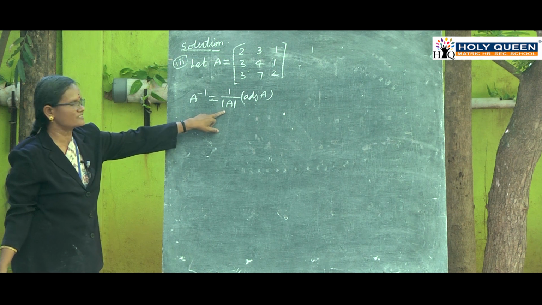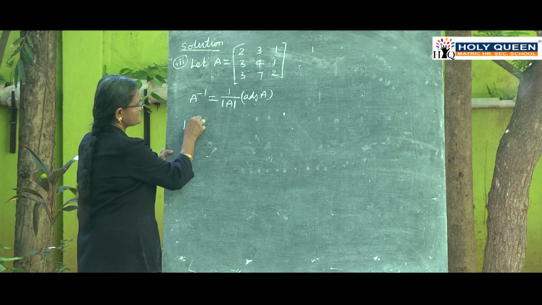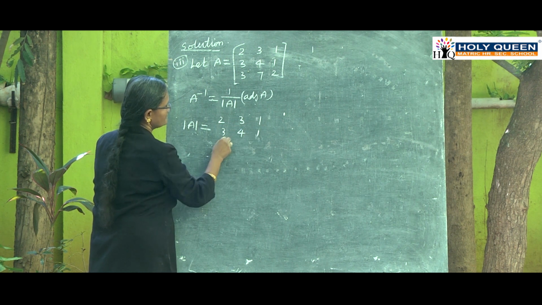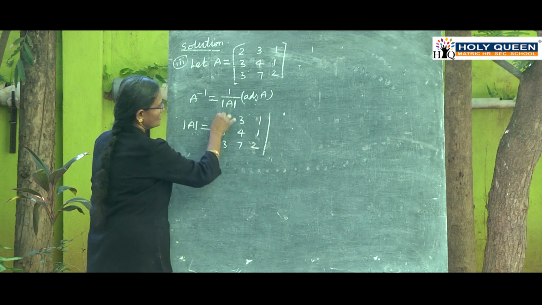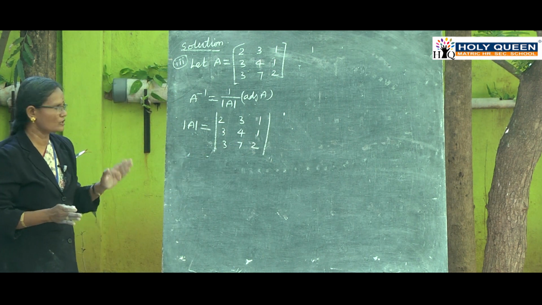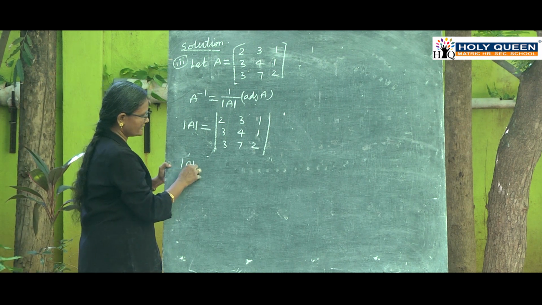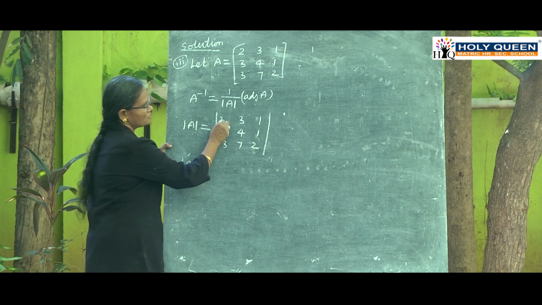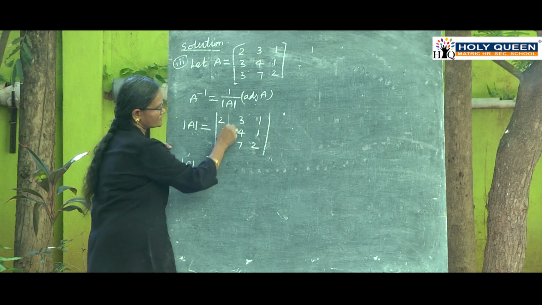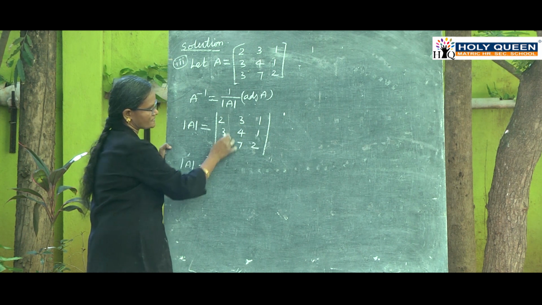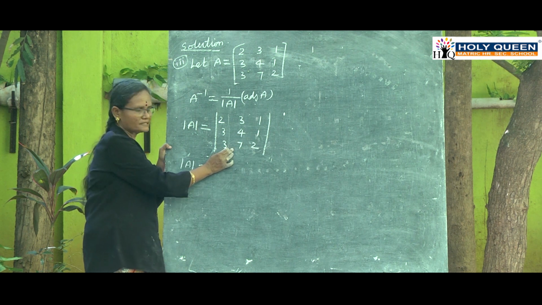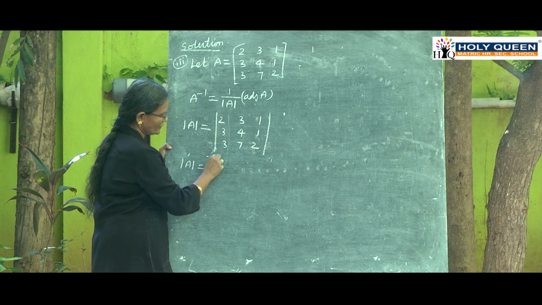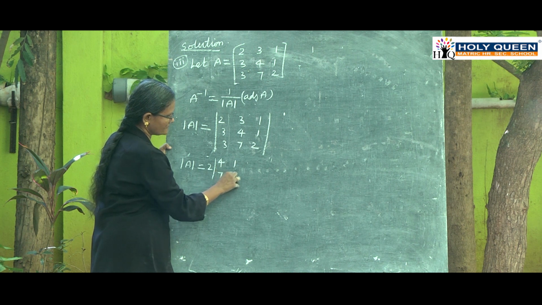First we can find out the determinant value of A. Determinant of A is equal to 2, 3, 1, 3, 4, 1, 3, 7, 2, all the elements covered within the vertical lines. Then determinant of A, in the first row, first column, what is the first element here? 2. The position of 2 is first row under the first column. Ignore that first row and first column, the remaining elements are called the minor of 2. Write down the minor of 2: 4, 1, 7, 2.